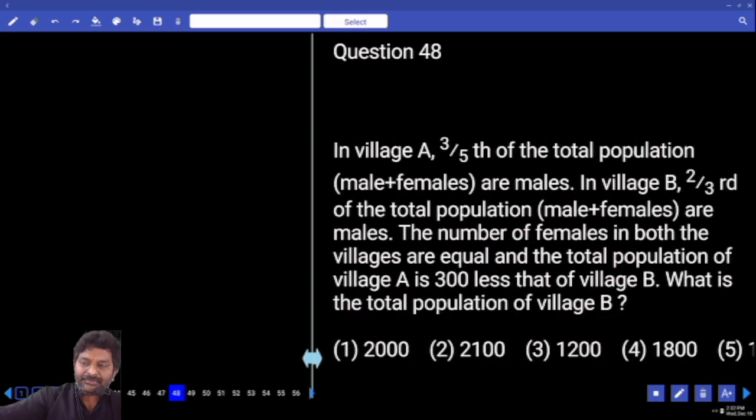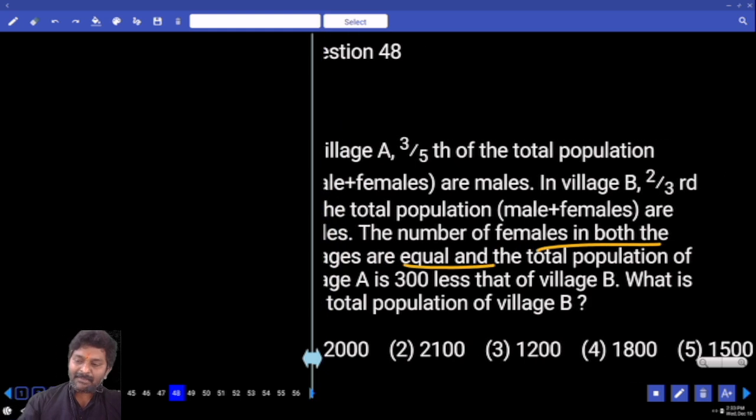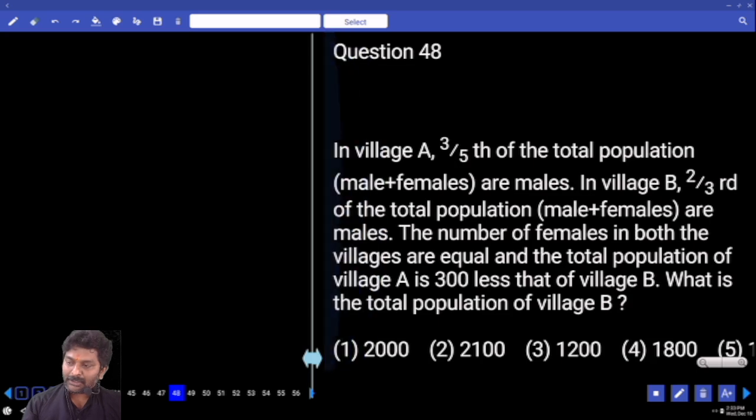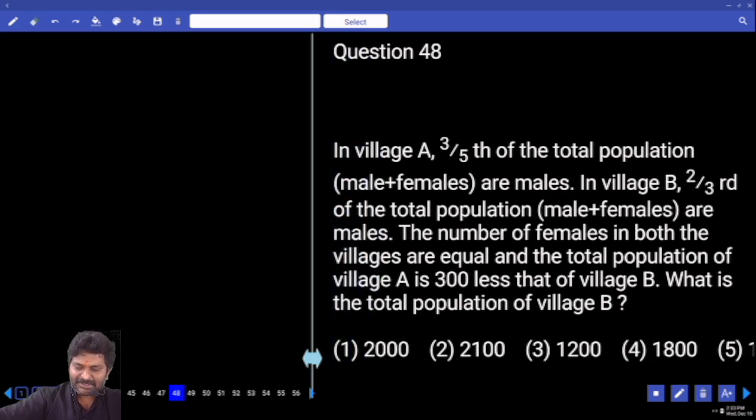In village A, 3/5 of the total population are male, and in village B, 2/3 of the total population are male. The number of females in both villages is equal. Who are equal? Females are equal. The total population of village A is 300 less than that of B. What is the total population of village B?